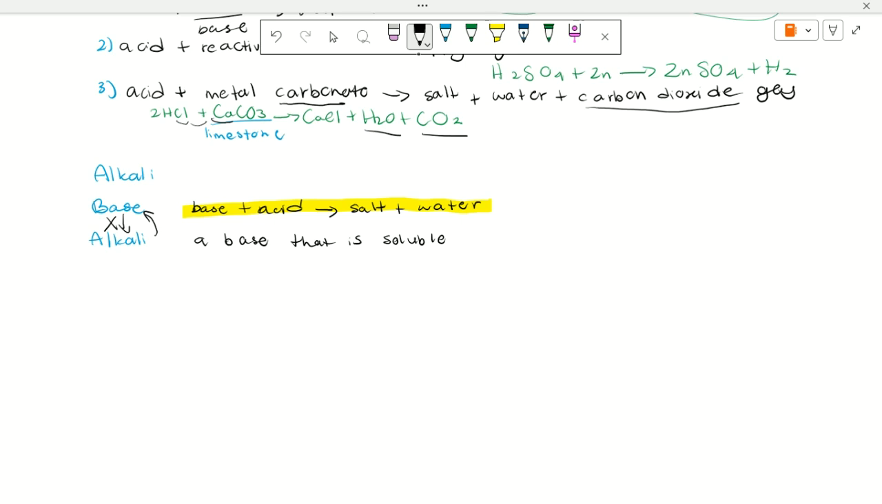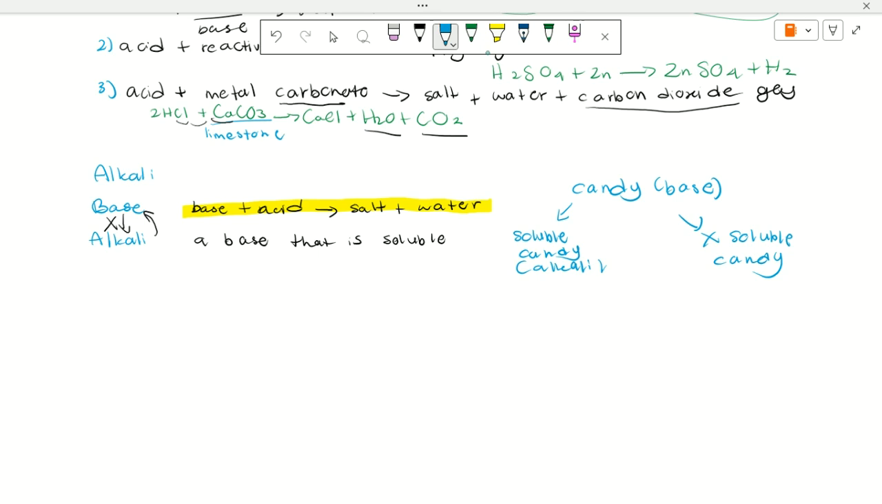You have to example candy. Candy is base, and you imagine alkali is soluble candy. And there are no soluble candy. That's basically alkali. All soluble candy are candy, but not all candy are soluble. That's basically what it means.